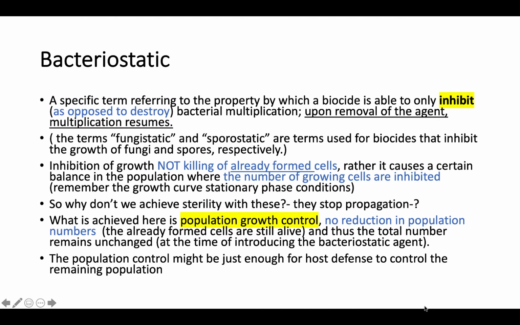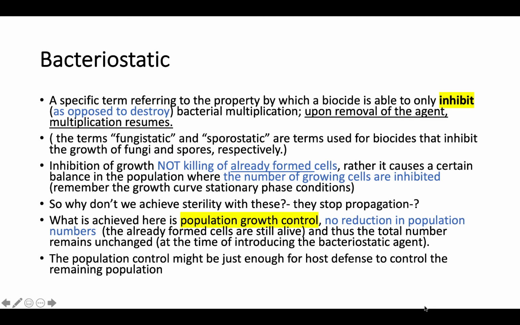If I give something bacteriostatic that stops the replication, so they were stopped at, say, 10 million, they stay at 10 million. So I'm giving your body time to defend and destroy these 10 million one by one until it catches up and kills all of them. So it is using your own defenses and giving them time to catch up and destroy the microorganisms. So what is the benefit? It is population growth control.